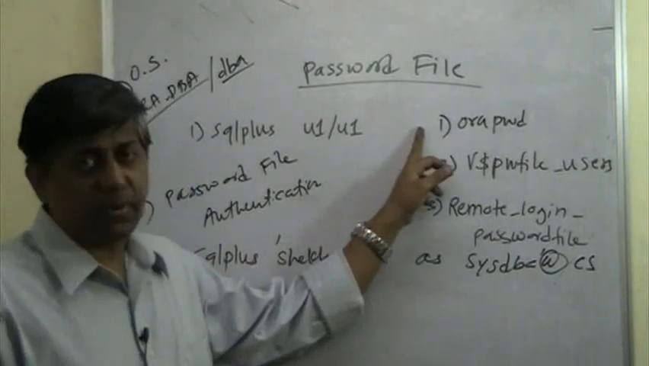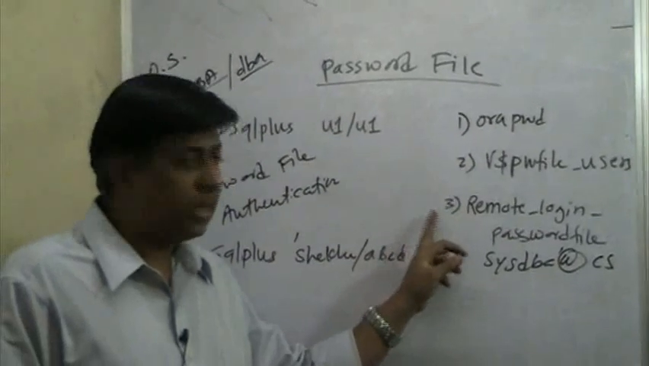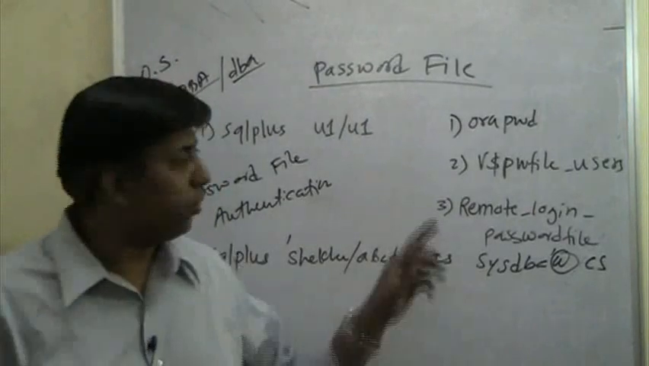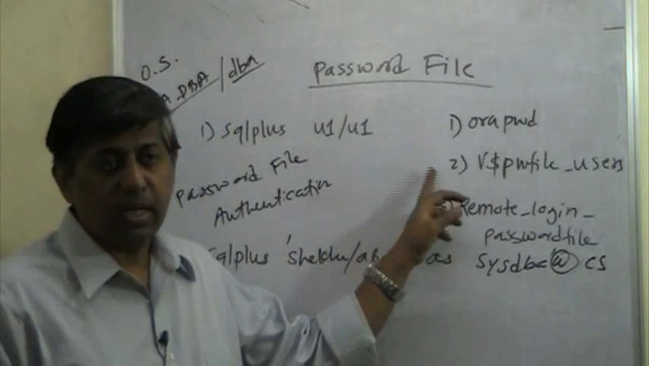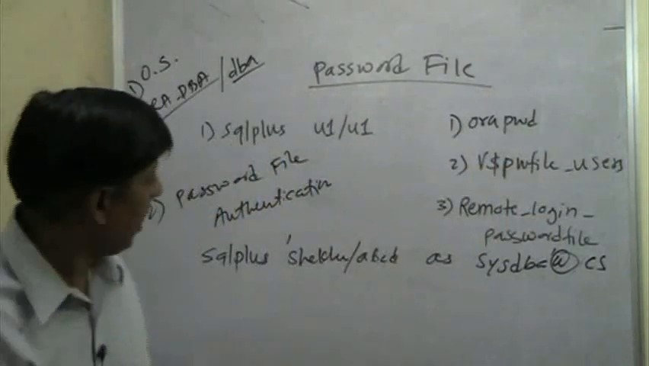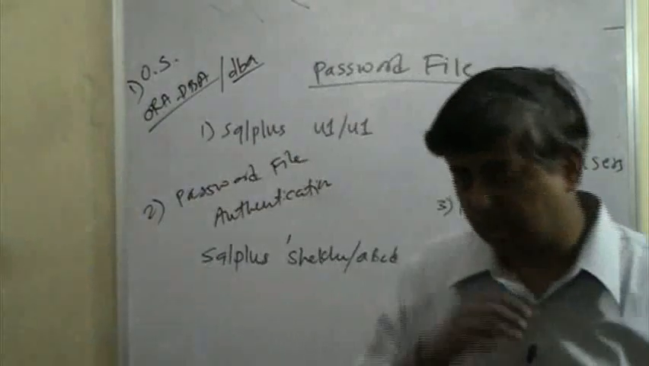How to create a password file? There is a Unix command called orapwd, and then there is an initialization parameter that you need to set, and then you can find out which users are inside the password file by going after this view. So we will look at these commands in the next section, but this is what the concept of a password file is. Let me summarize this thing.